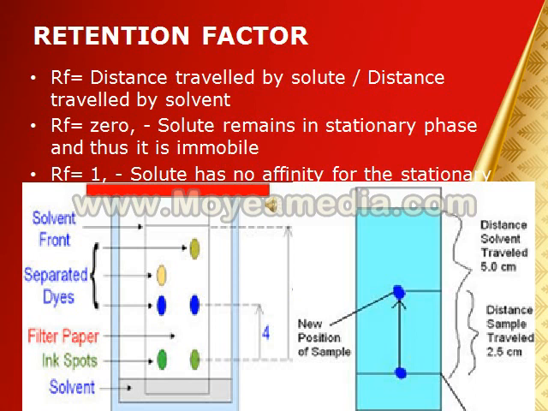The RF value is the distance traveled by the solute upon distance traveled by the solvent. If RF comes out to be 0, that means nothing is moved. If RF value is 1, the solute has no affinity for the stationary phase and travels with the solvent front. And we can calculate it and report it for further study.